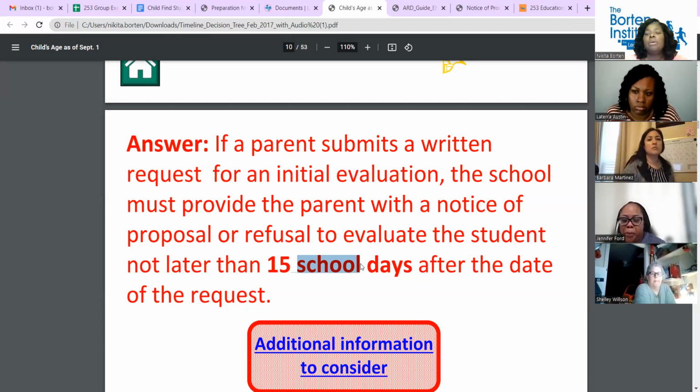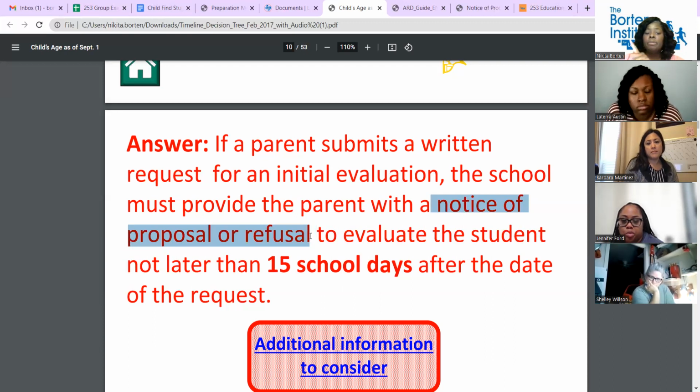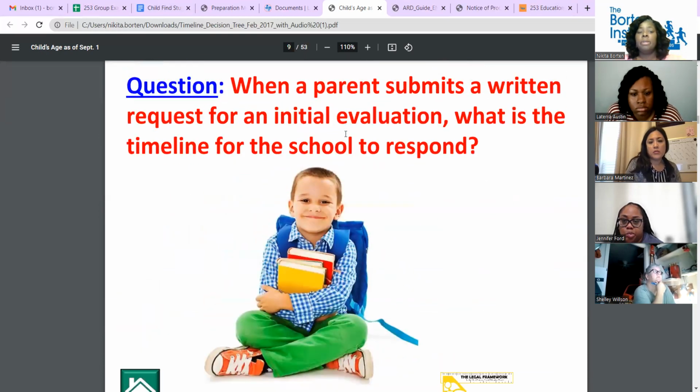Okay, so if a parent submits a written request for an initial evaluation, so they put on paper, they write it down, my child has dyslexia, I'm having concern, my child, I can't understand them when they speak, they need to be tested. The school must provide the parent with a what? A notice of either proposal or refusal to do the assessment. You have to give the parent prior written notice. That's up here.